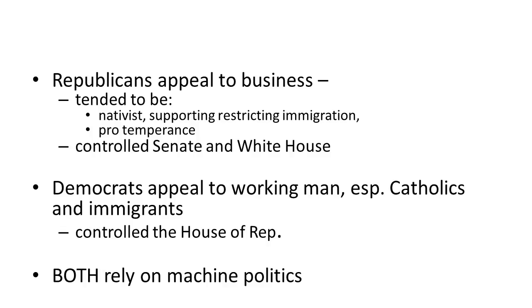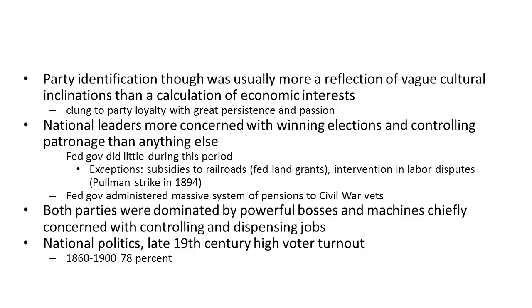Now, Republicans at this time tend to appeal to business, and they often are also supported by nativists and are going to support immigration restrictions and be pro temperance. They're going to tend to control the Senate and the White House. The Democrats are going to try to appeal to the working man, especially to Catholics and immigrants, and they're going to try to control the House of Representatives. And in order to do this, both political parties are going to rely on machine politics.